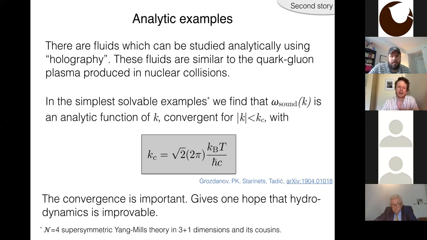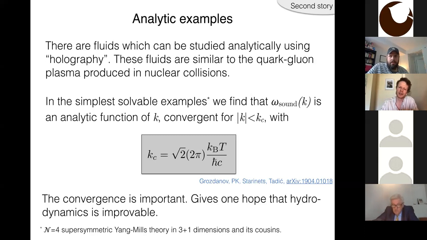And in the simplest solvable examples of those fluids, you find this sound wave dispersion relation. It is indeed an analytic function of the wave vector, which is convergent within a finite radius that is determined by the temperature. Okay, so the convergence, so there's some number, some square root of 2, which is quite nice. So the convergence qualitatively is important. So it gives you hope that hydrodynamics is improvable.